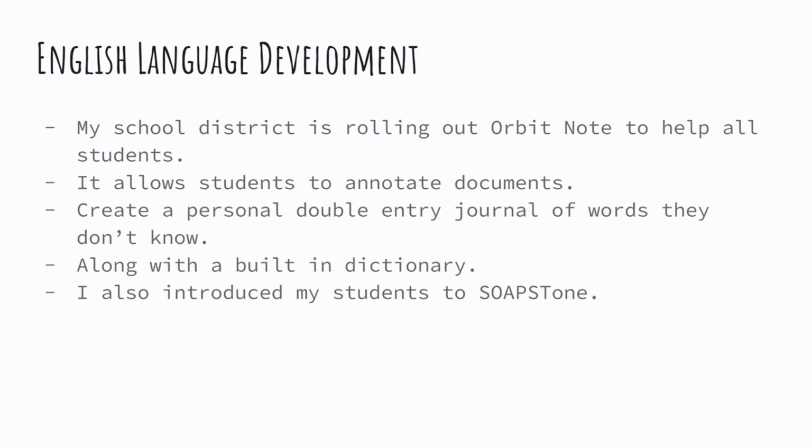With English language development, one of the things my school district is currently doing is rolling out Orbit Note to not only help EL students, but also to help all students in general. The reason why, even though CommonLit is an online platform, I don't need to download the PDFs is that the rollout of Orbit Note allows students to annotate documents, which, if I wasn't using my home computer, I actually could show. It lets them create their own double entry journals of words they don't know, which also means it has a built-in dictionary.